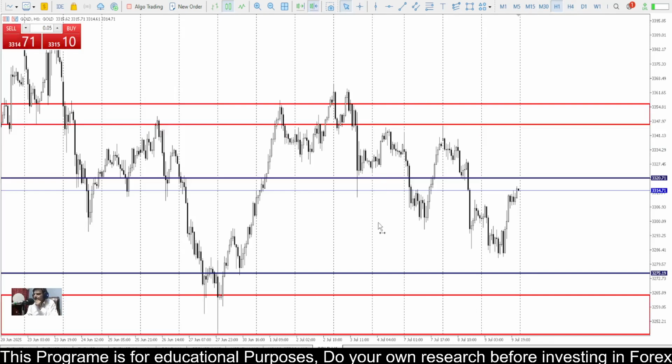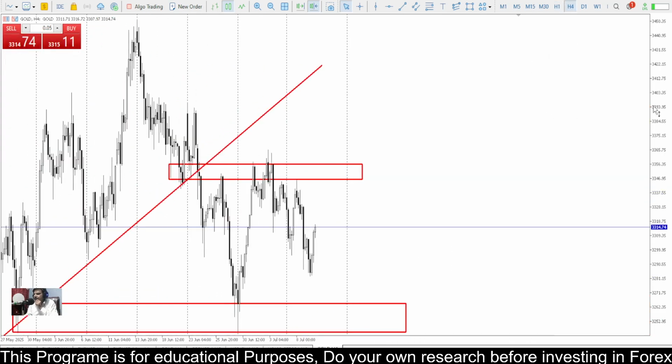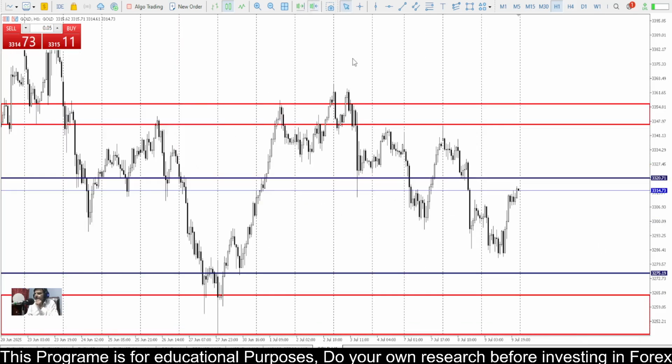Why? Because first of all, let's see where this 33 line came in. Okay, this is the present line. So see, now 33.20 is one level.